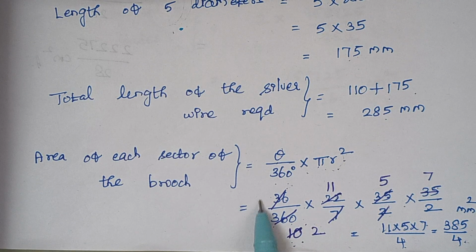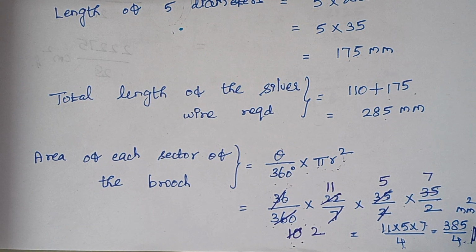So while doing this simplification, do it carefully. Anyway, I believe you people know how to do this. So here comes the final answer. Since everything is represented in terms of millimeter, it is represented as millimeter square because this is the area. So now we will proceed with our next problem.